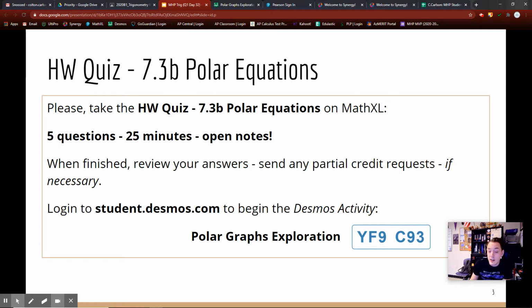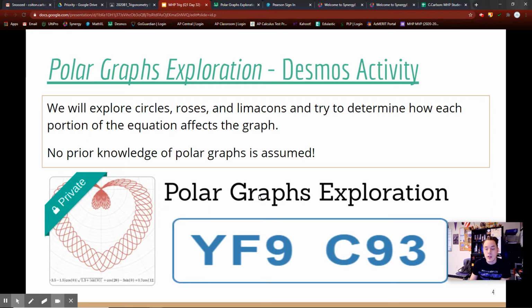Once you're done, or if you're not going to do this, go to student.desmos.com and begin the Desmos activity. And here's the code.